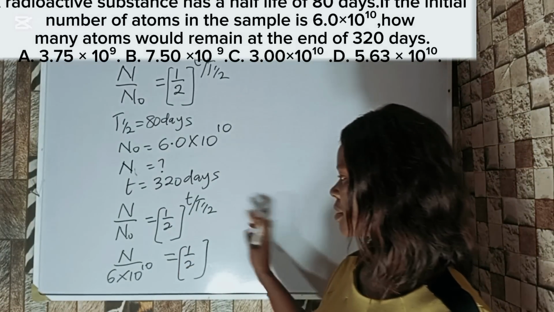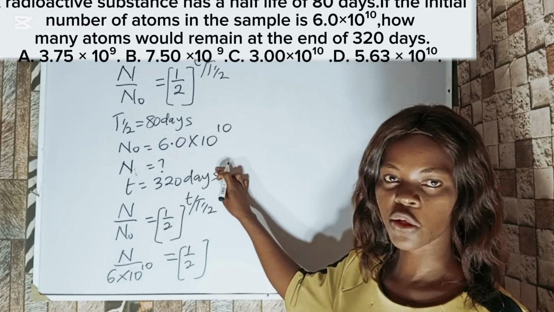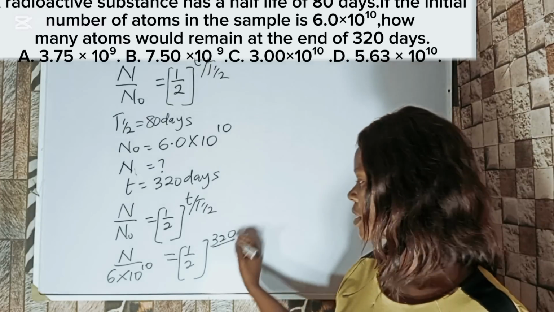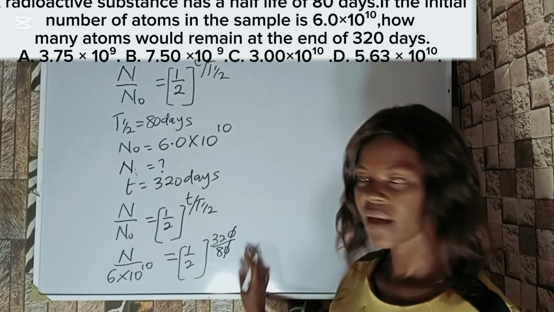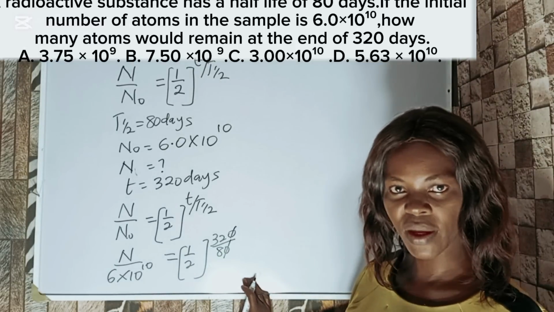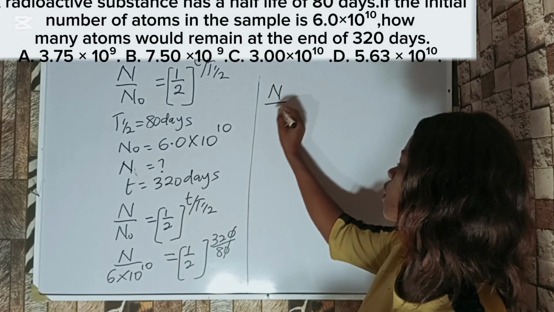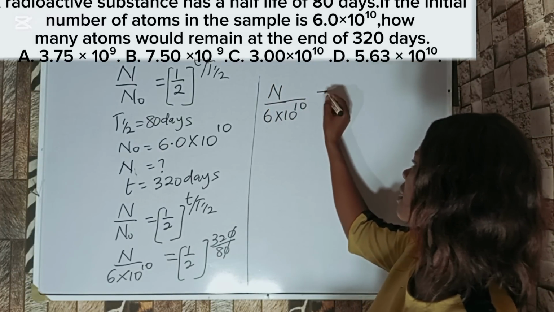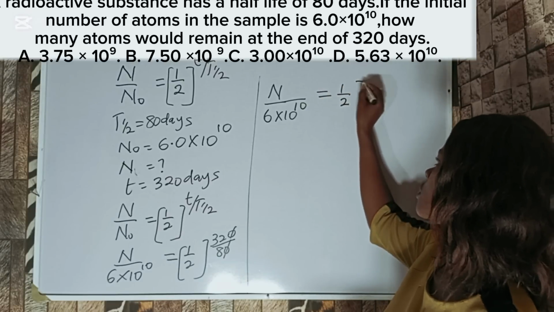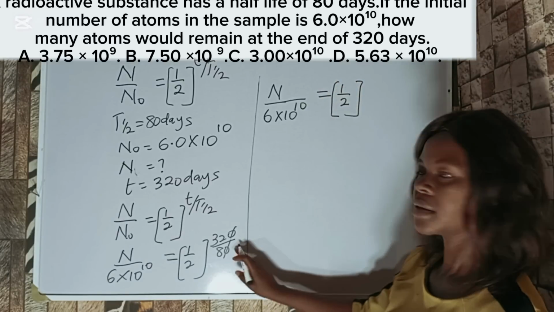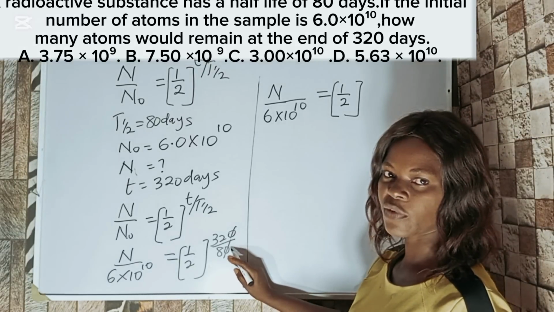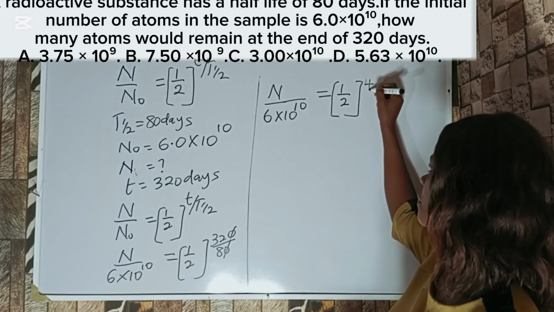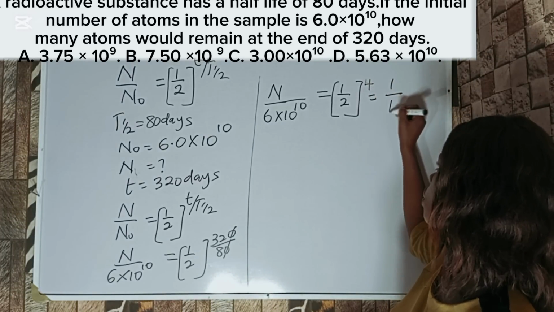what's my T? My T is 320. I have 320 divided by my half-life, which is 80. Now this can cancel this, right? So let's go. What do we have? We have N over 6 times 10 raised to the power of 10, then is equal to 1 over 2 bracket, something can go. 8 into itself is 1, while 8 into 32 is 4. So you have raised to the power of 4, which will give rise to 1 over 16.